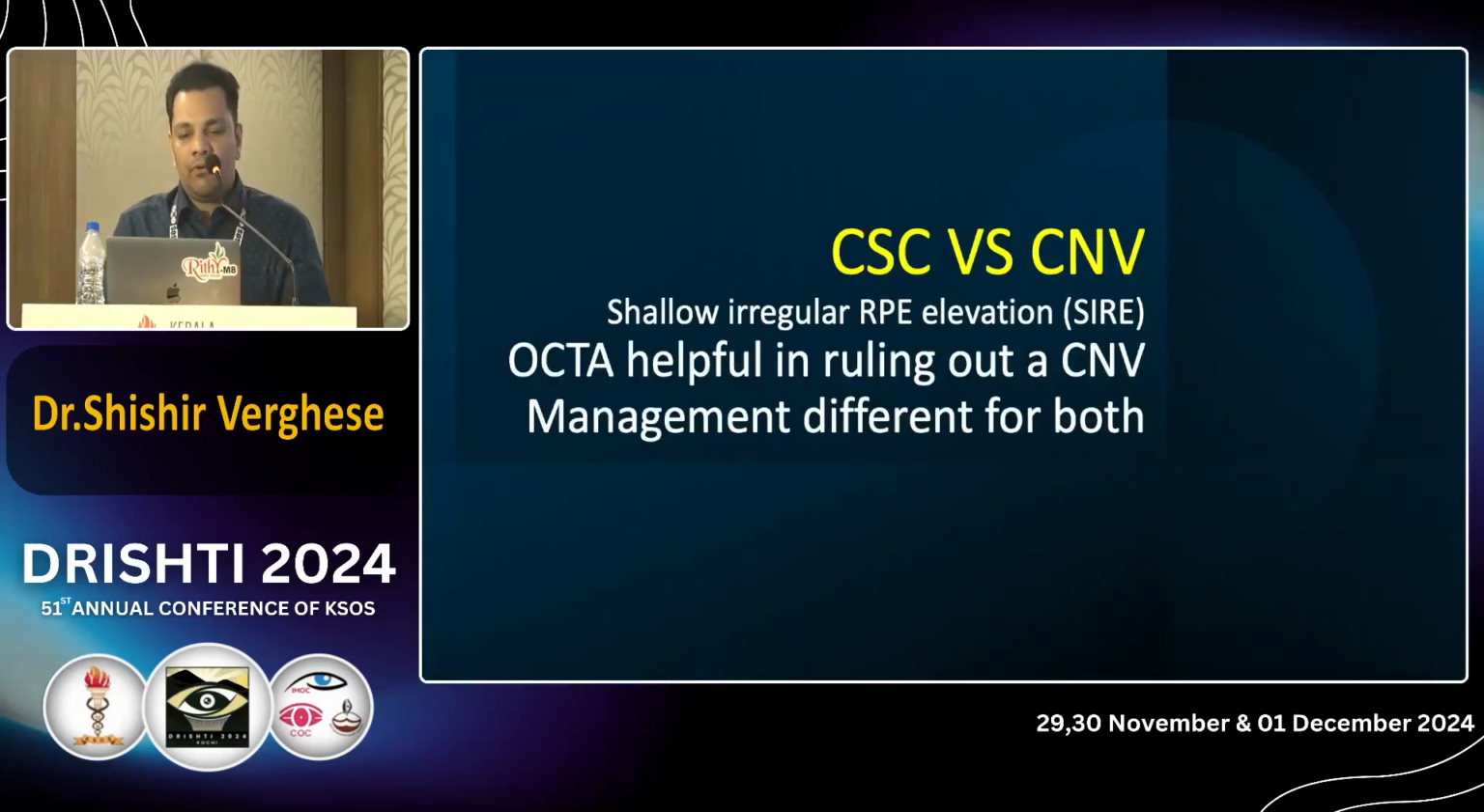So if you want to differentiate CSC and CNV, OCTA can be of help, especially when you have small shallow RPE elevations. So OCTA is helpful in ruling out a CNV, as the management is different for both. CNV will require injections. For CSC, the treatment will be either observation or PDT.